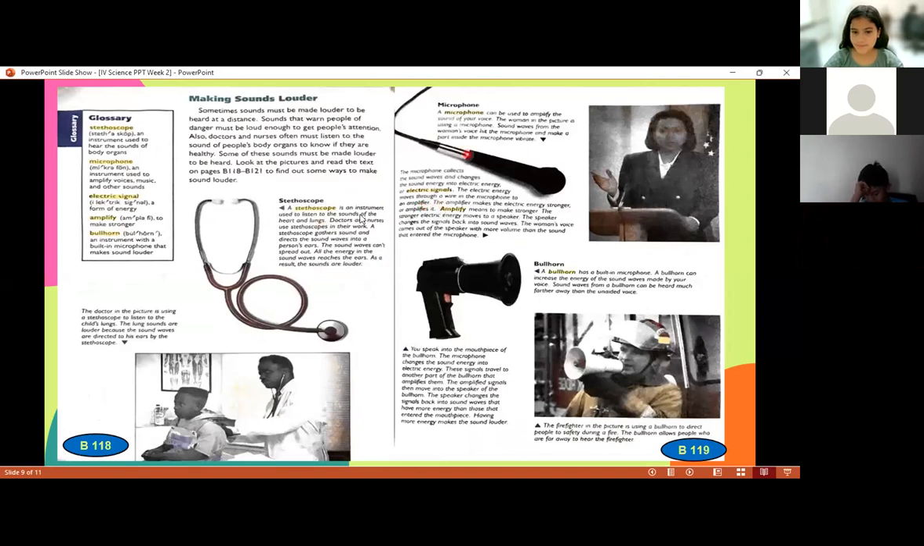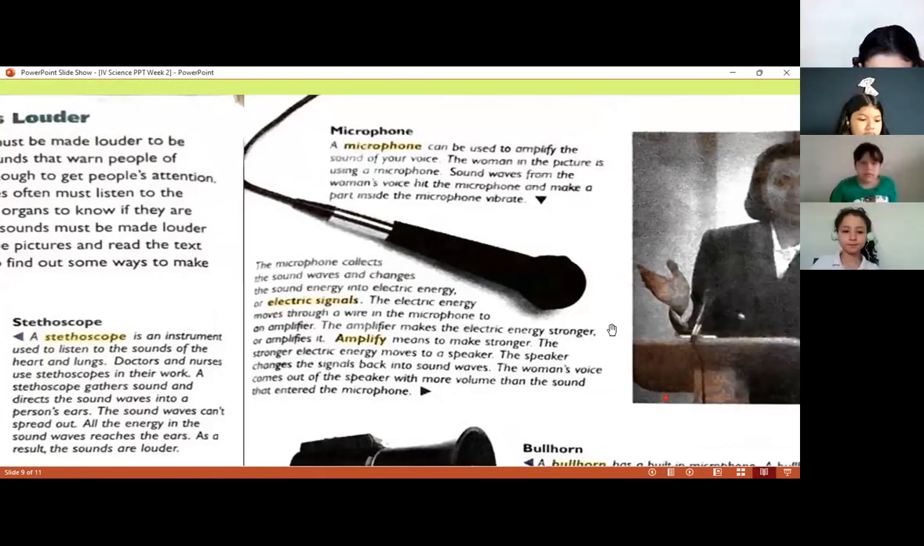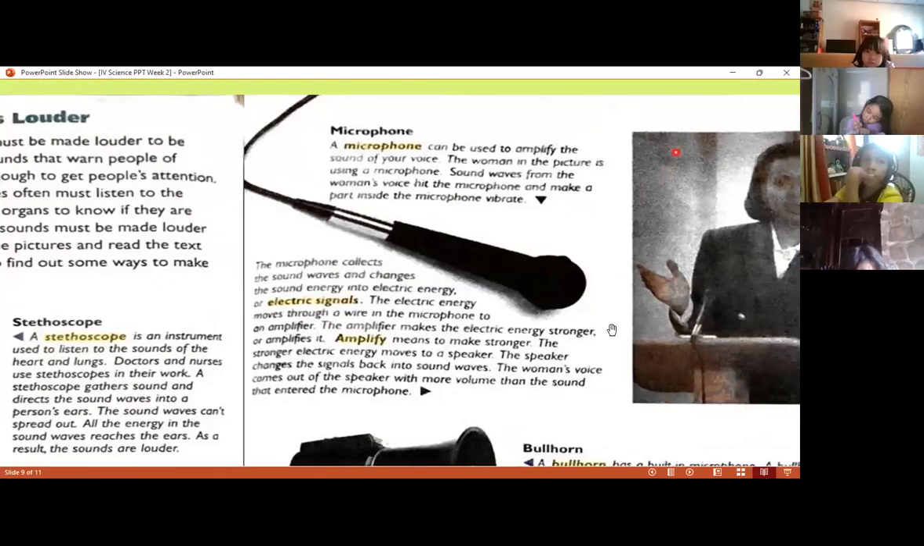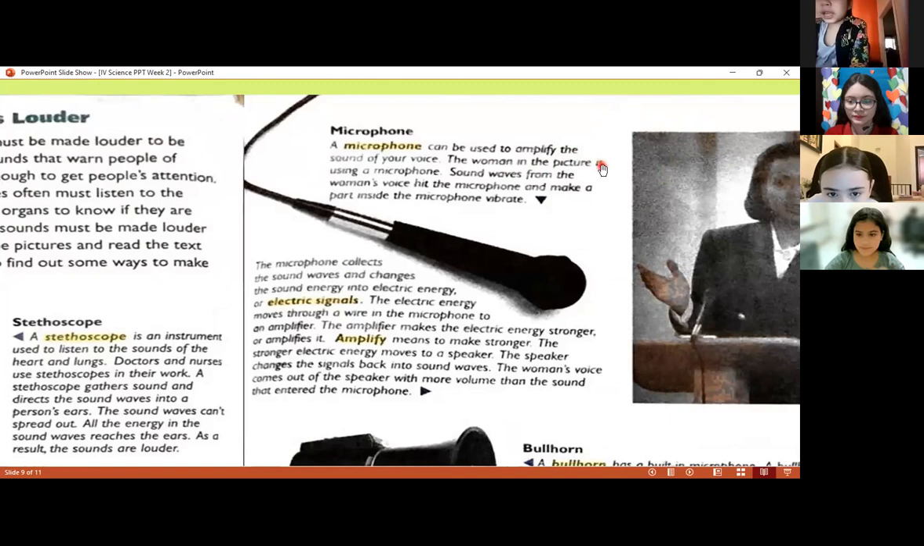Now, also we have the microphone. Which information do we have about the microphone? Camila. A microphone can be used to amplify the sound of your voice. The woman in the picture is using a microphone to amplify her voice. Sound waves hit the microphone and make a part inside the microphone vibrate.